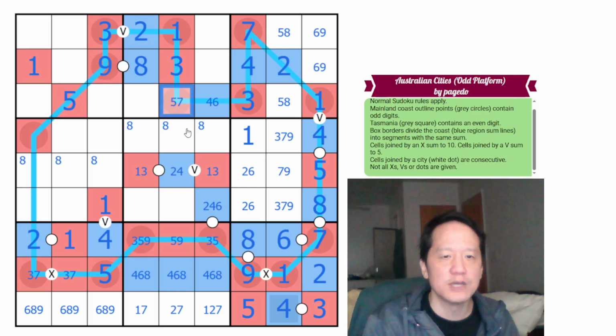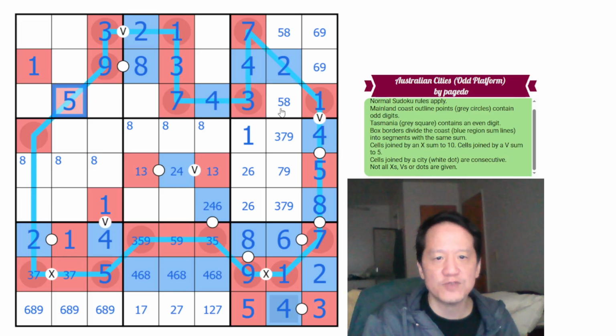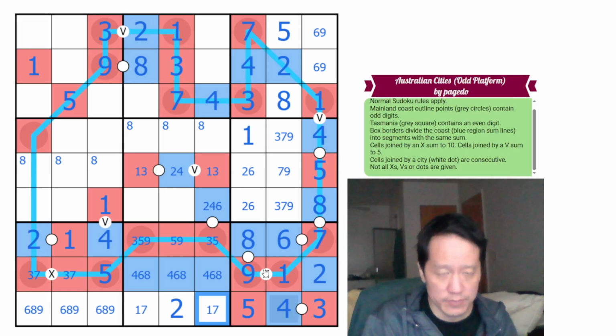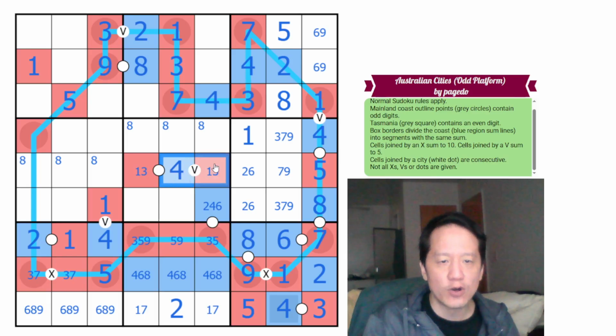This 5 means this can't be 5, so this is 7, and this must be 4 to add up to 17 with the remaining digits in the region sum line. This can't be 5 because of this 5, so this is 8, which makes that a 5. Because this can't be 7, this makes this a 2. This 2 means this can't be 2, so this makes this a 4. 4 adds up with 1 to add up to 5, so this is 1, this is 3. This can no longer be 4 here, so these can't be 4.